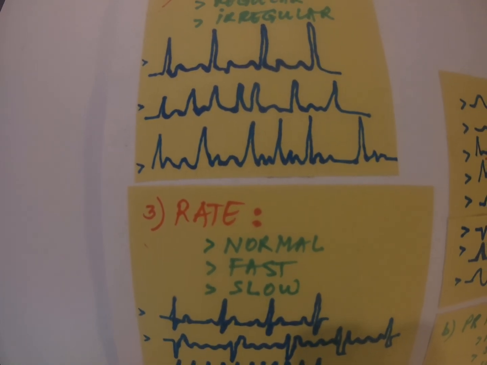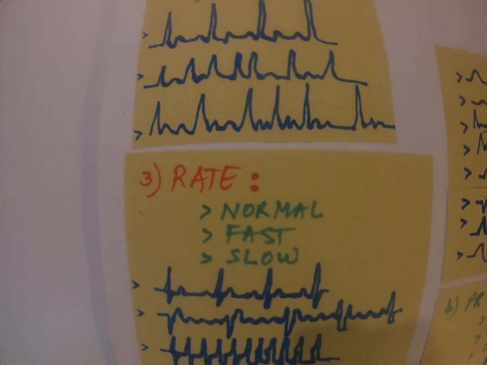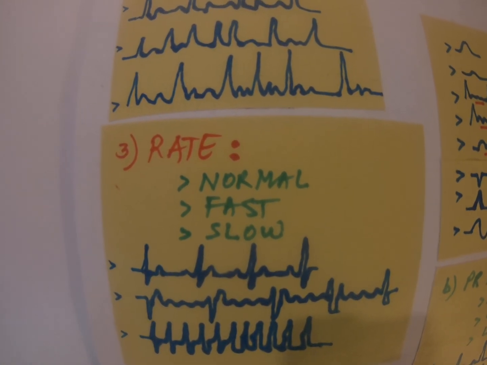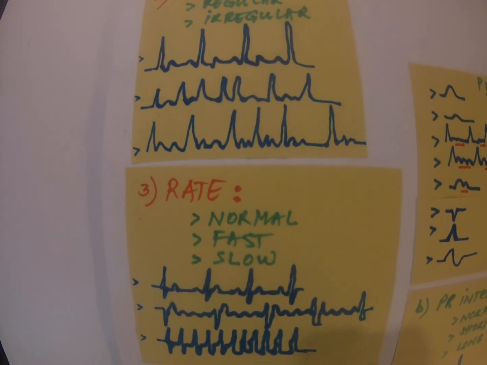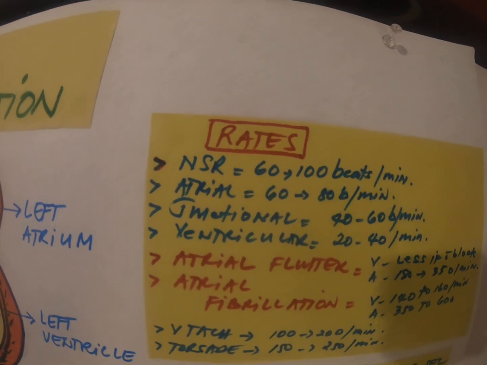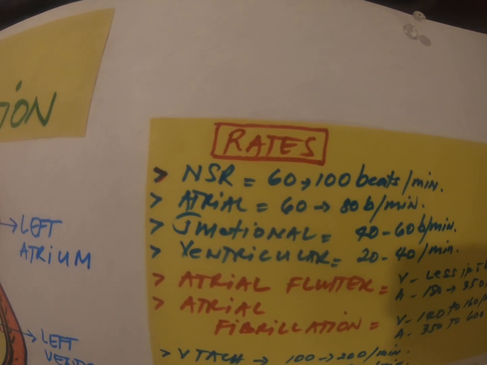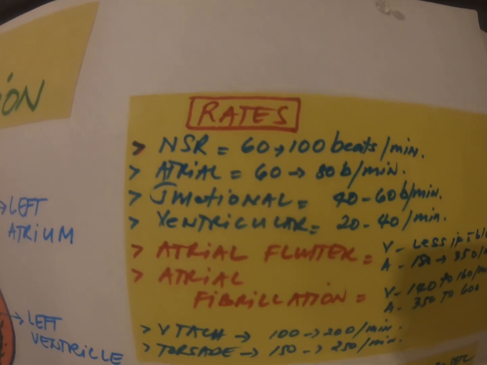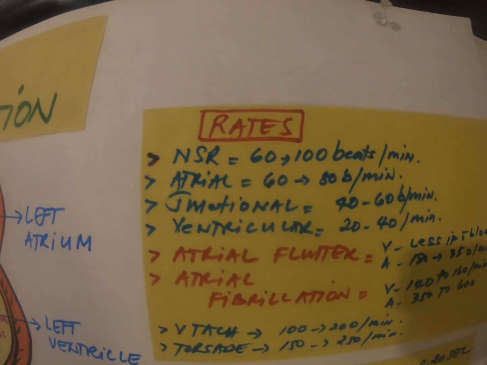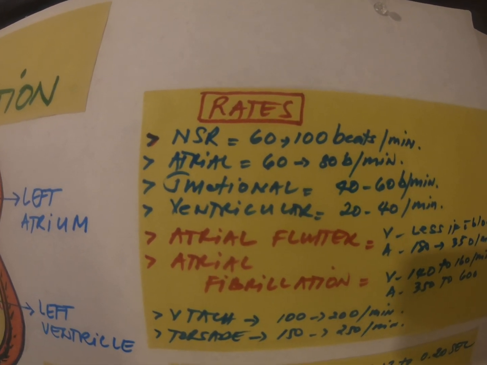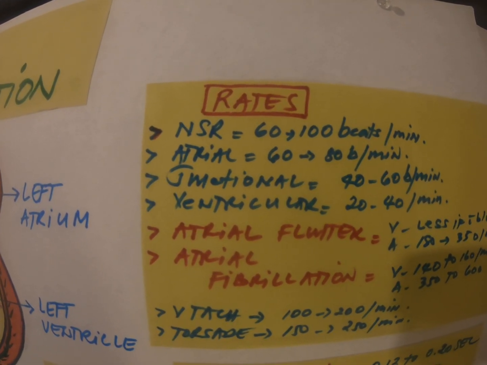Next is the rate. You have to consider the rate of your ECG. Is it normal, fast, or slow? Okay, so I'll discuss a little bit of the different rates in here. The rate of the sinus rhythm is 60 to 100. The atrial is 60 to 80. Junctional is 40 to 60. Ventricular is 20 to 40. They all come in beats per minute.